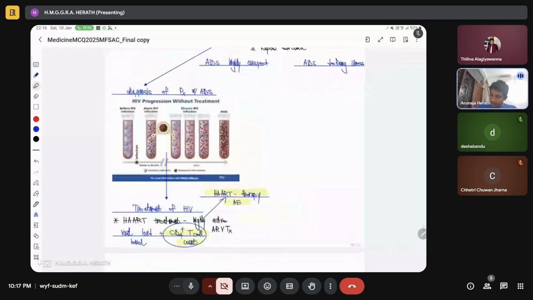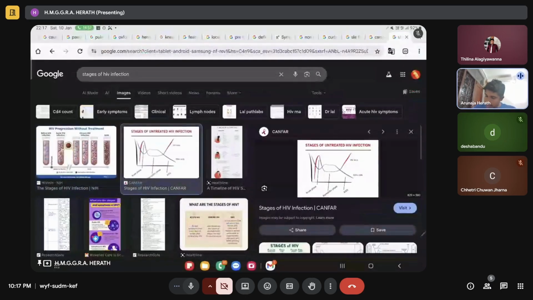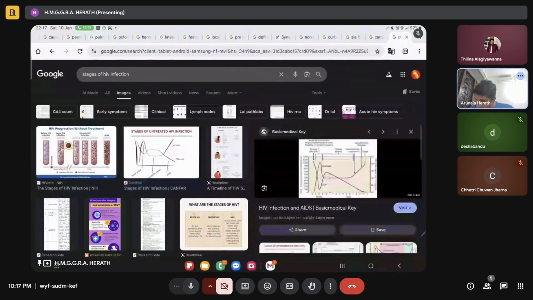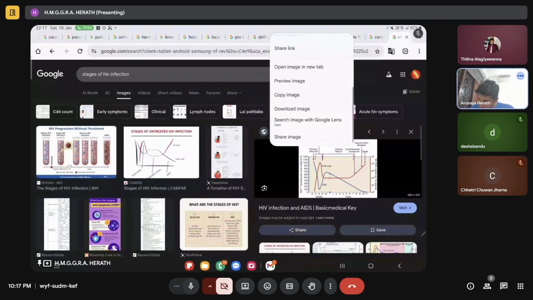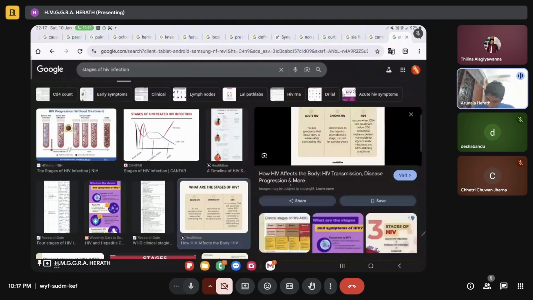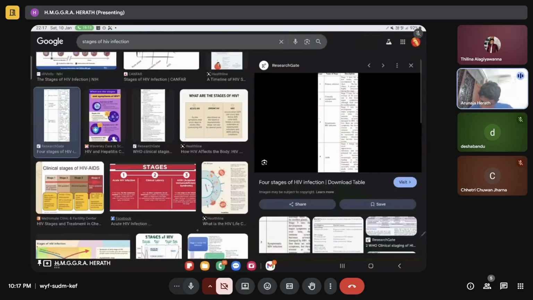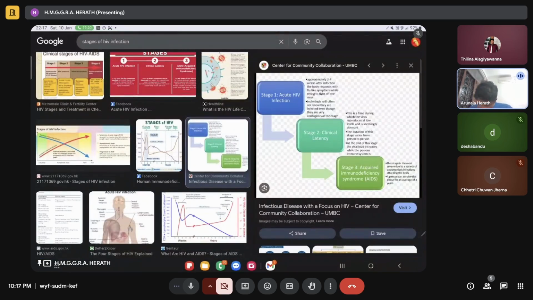Okay, so universally now WHO has identified that HIV treatment should be provided to all patients free of charge. So that is what we do for HIV. Now mainly I'm trying to see what sort of diagnostic investigations can be used at each different stage.